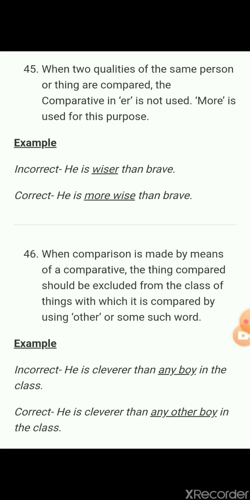Look at the example to clear. He is cleverer than any boy in the class. He is cleverer than any other boy in the class. What they want to say is that when you are comparing, you need to exclude from the class of the comparison. He is cleverer than any other boy. He is cleverer than any boy in the class. Any other means no comparison. Fine, in that state.